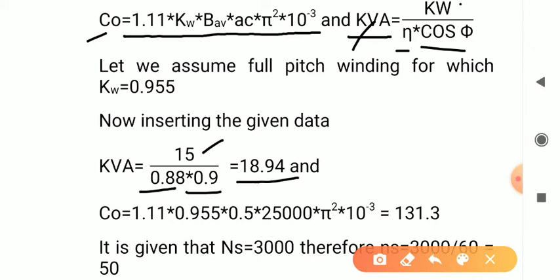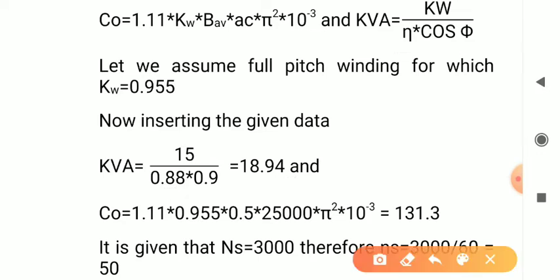But while calculating the CO, the kW, that is the winding factor, is required. But in this example the winding factor is not given. So for that purpose, let me assume the winding is a full pitched winding, and as we know, for the full pitch winding the winding factor is 0.955. So let me assume the kW as 0.955.